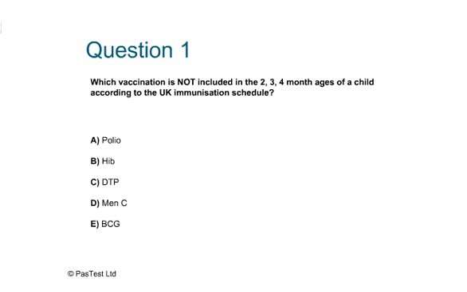So, question 1. Which vaccination is not included in the 2, 3 and 4 month ages of a child according to the UK immunisation schedule? A. Polio. B. Hib. C. DTP. D. Men-C. And E. BCG.